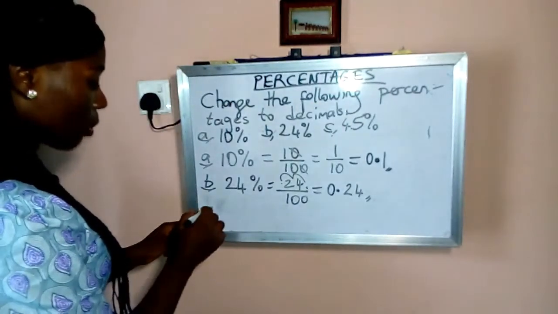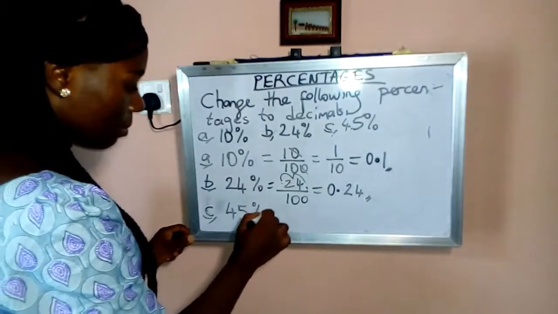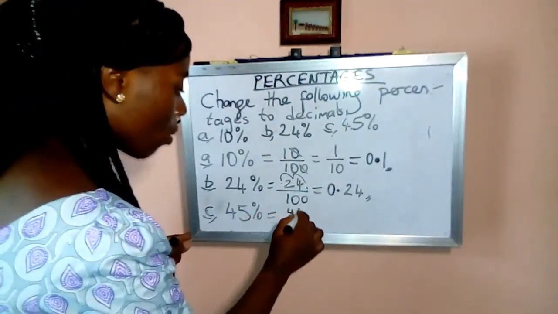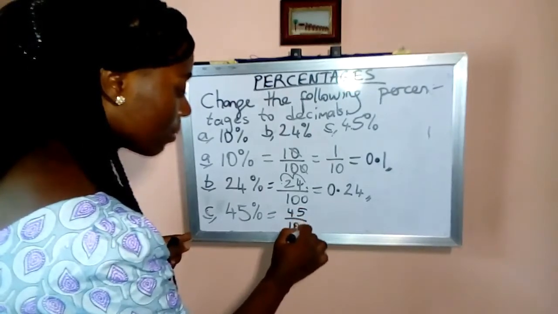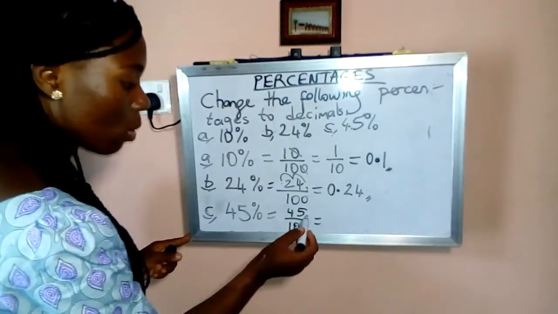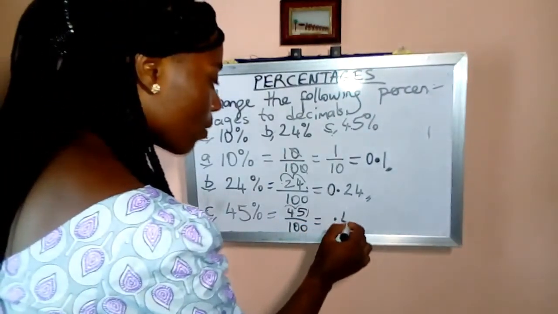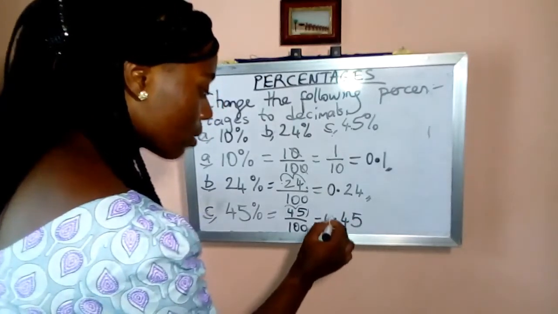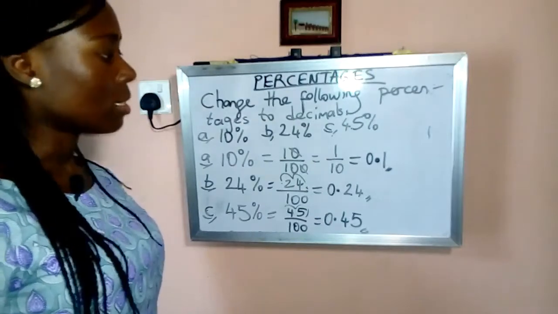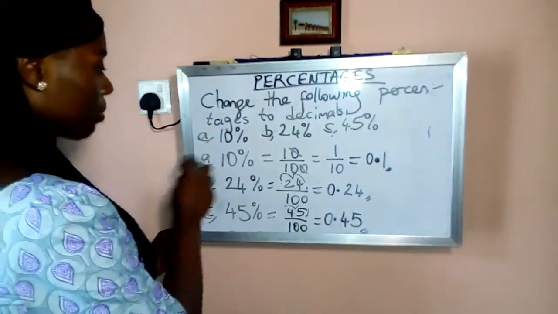Now let's see the next one, which is 45%. Again, it's still the same method. We have 45 over 100. Now, we have 2 zeros here, so let's move how many places backwards? 1, 2. That will give us 0.45, and 0.45 becomes our answer. Let's see 1 or 2 more examples.